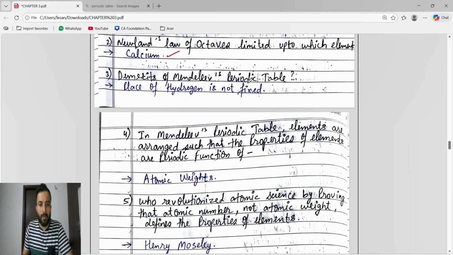Demerits of Mendeleev's periodic table: the place of hydrogen is not fixed. In Mendeleev's periodic table, elements are arranged such that the properties of elements are a periodic function of what? Guys, we know in Döbereiner's, in Newlands' and in Mendeleev's, the elements are arranged such that the properties of elements are a periodic function of atomic weight or atomic mass. But when you come to the modern periodic table, the properties of elements are a periodic function of their atomic number.